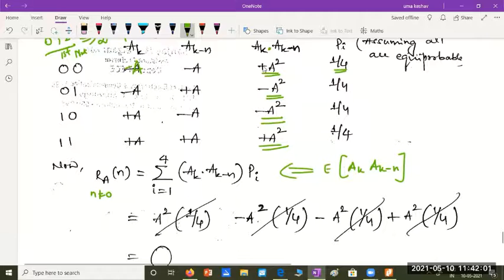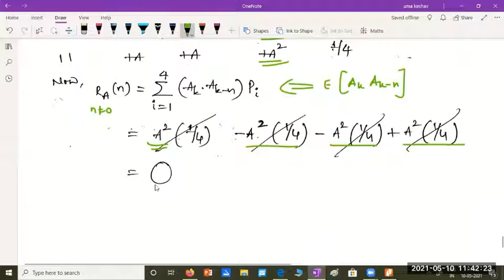So when both are 0, 0, ak into ak minus n was plus a square. Its probability is 1 by 4th. Second case, the product is minus a square, probability is 1 by 4. Third case, minus a square. Fourth case, plus a square. Looking at these values only, you can justify what will happen to this. You see, everything cancels out and you'll get Ra of n as what? You'll get Ra of n as 0.